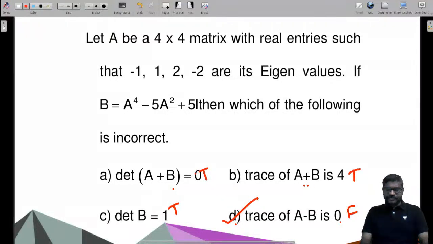Understood? Incorrect statement is last option.